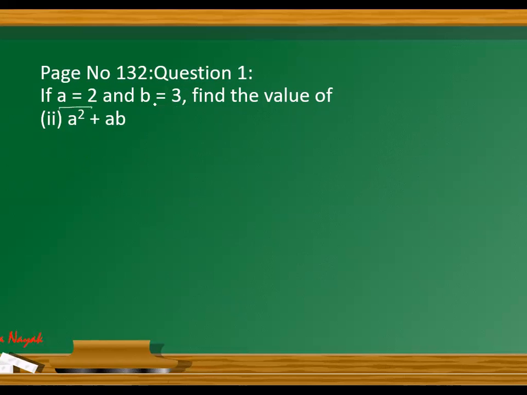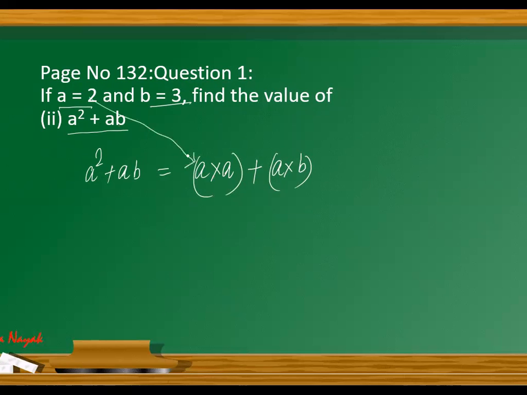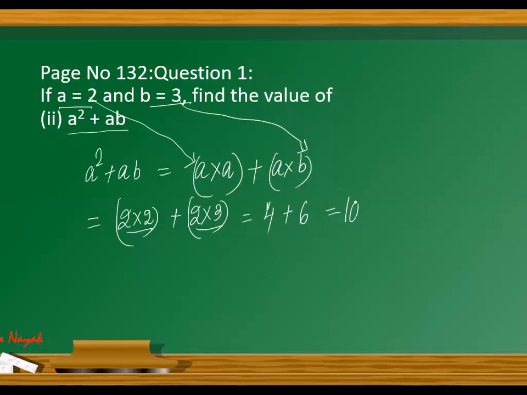Second, a is equal to 2, b is equal to 3. You will find a squared plus a into b. So a squared plus a into b, that means this is a multiplies a, plus this is a multiplies b. Now in place of a, I'll put 2, in place of b, I'll put 3. So it will be 2 multiplies 2 plus 2 multiplies 3. 2 multiplies 2 is 4, 2 multiplies 3 is 6. So this is 4, this is 6. What is the answer? Answer is 10.